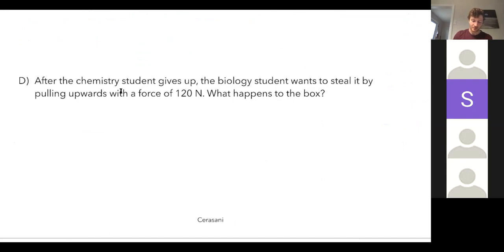After the chemistry student gives up, the biology student wants to steal it, so they pull upwards with a force of 120 newtons. What happens to the box? In order to know what happens to the box, let's find Fn.